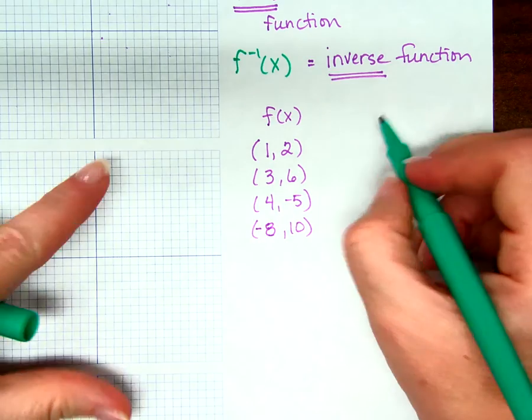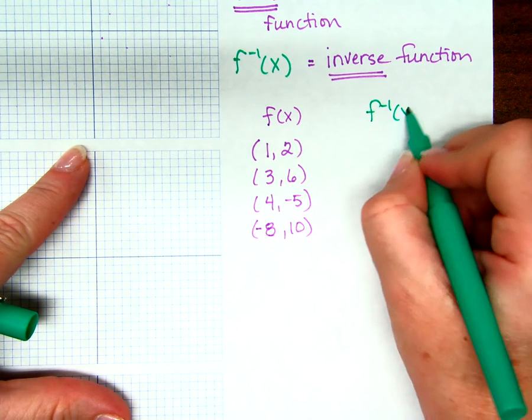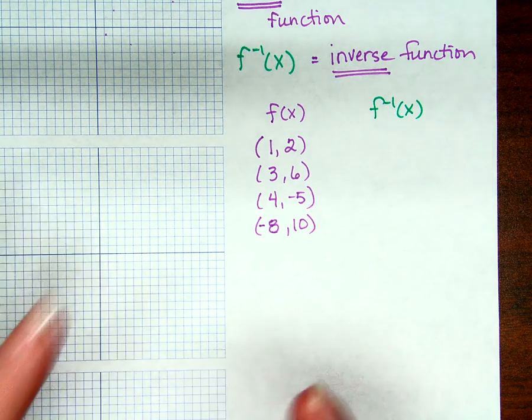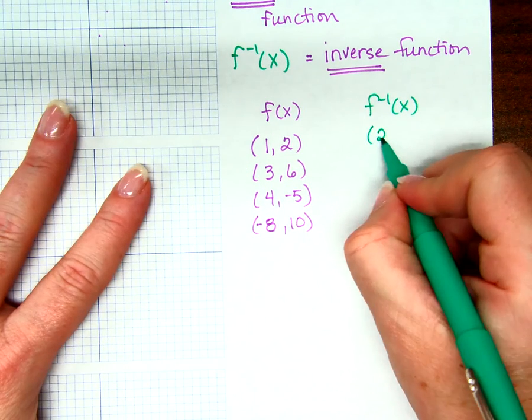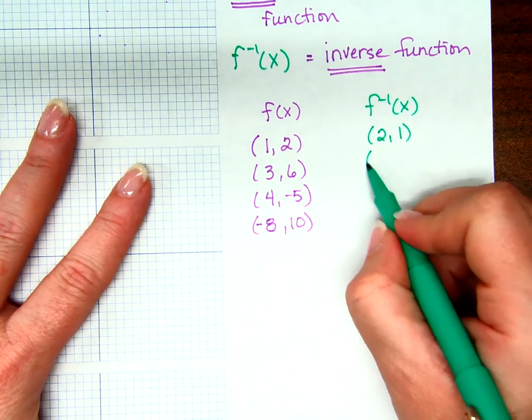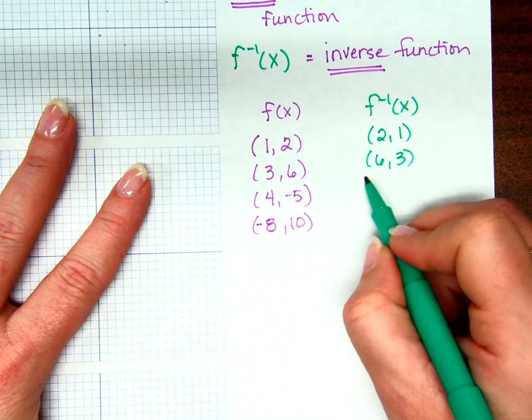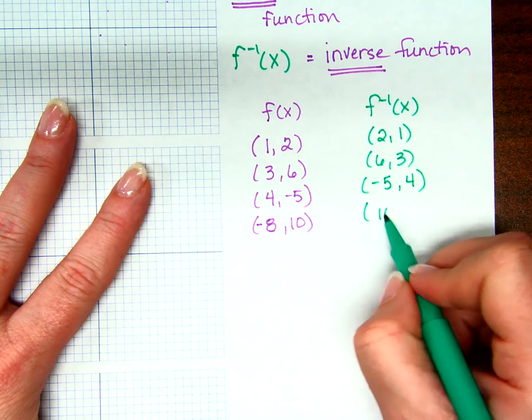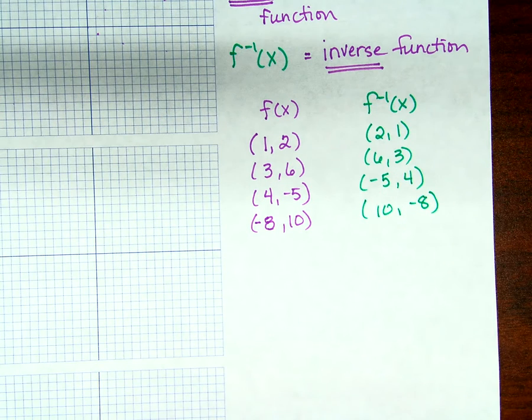I want to be able to find f negative 1 of x. I want to find the inverse. Now I need everyone to pay attention because this is super hard. 2, 1; 6, 3; negative 5, 4; 10, negative 8. So see what I mean? Super hard. Oh, so the opposite of that?